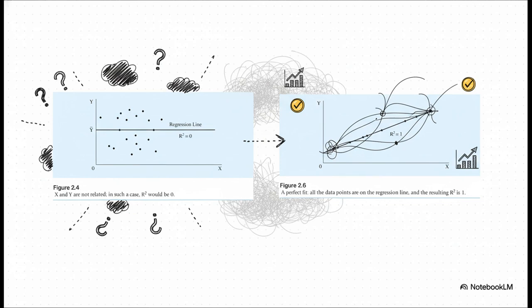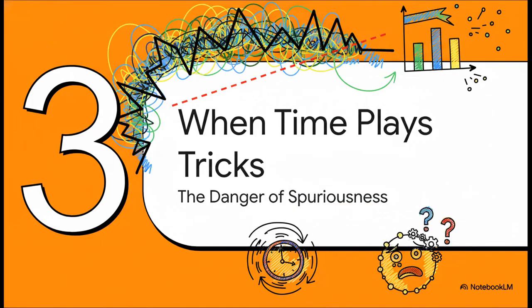On the left, with an R-squared of 0, our line is totally useless. It explains absolutely none of the patterns in the data. On the right, though, a perfect R-squared of 1 means our model is a flawless fit. Now, in the real world, you're almost always going to be somewhere in between. But here's where things get really interesting.